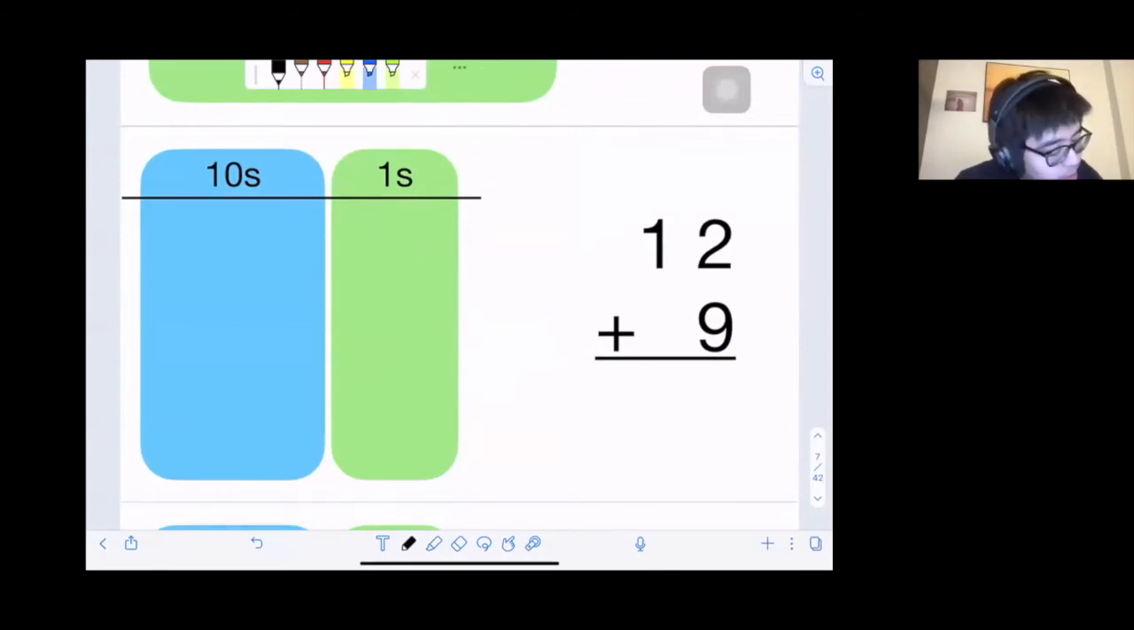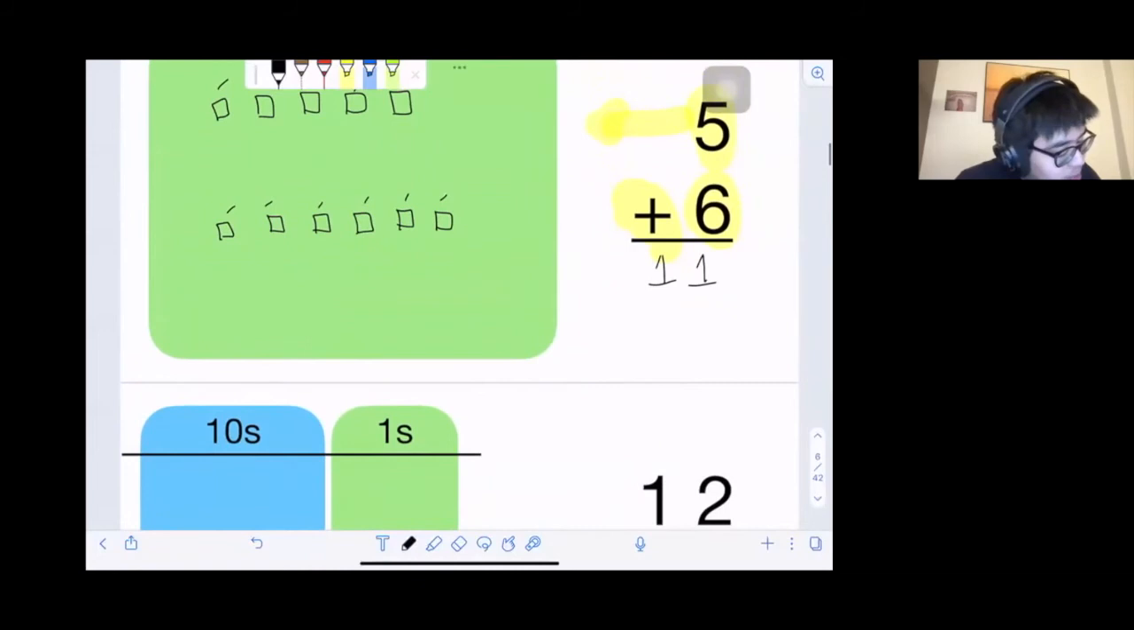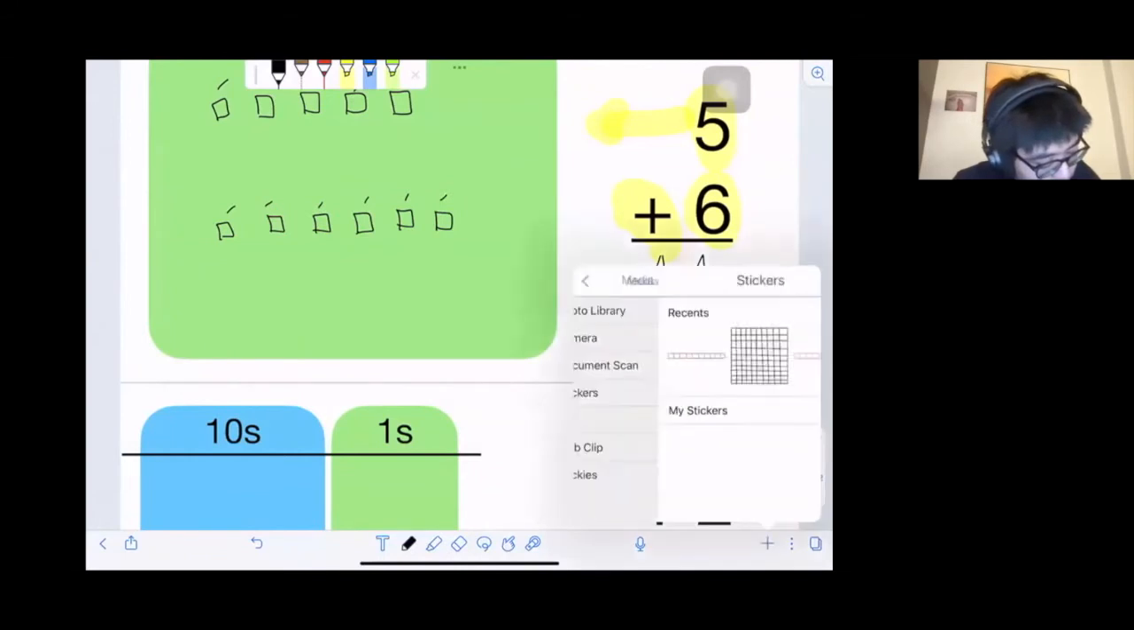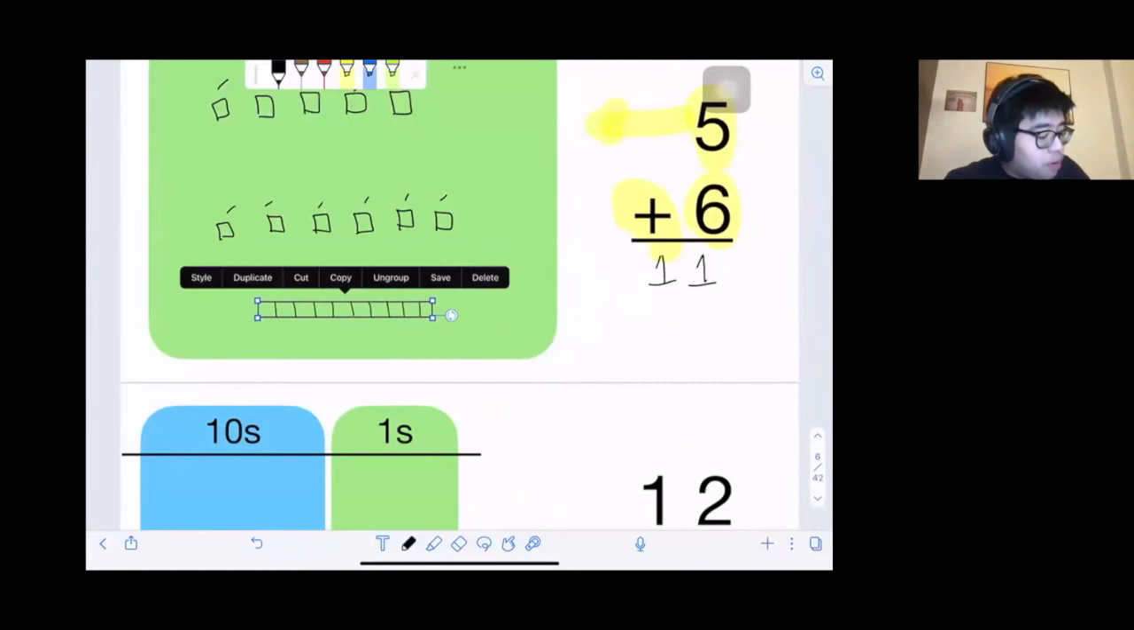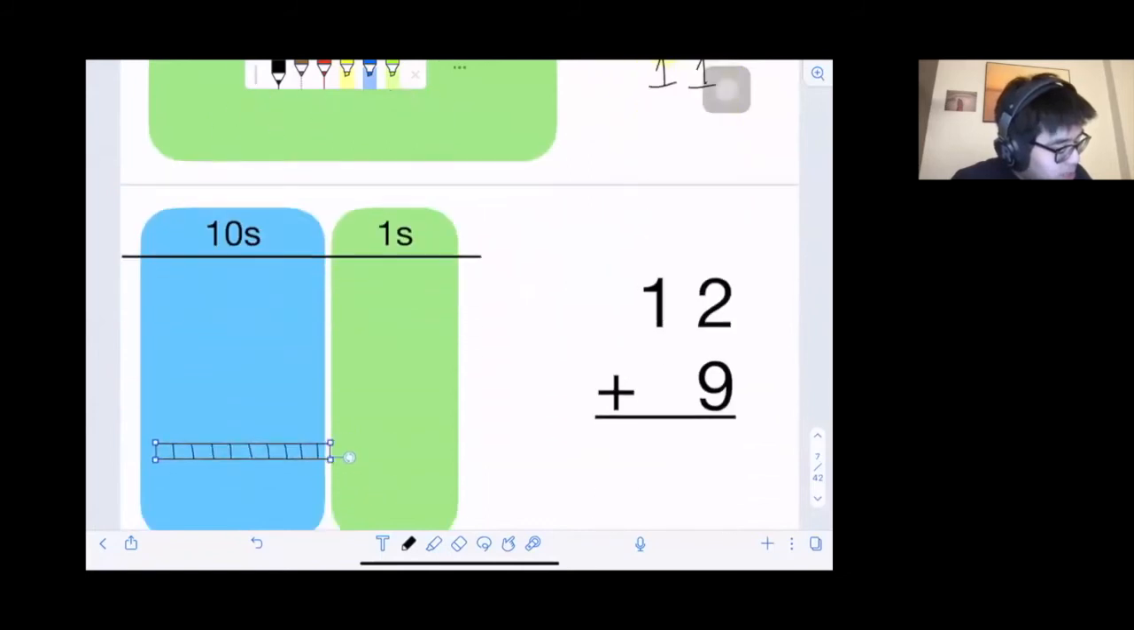Yung ones, di ba sabi natin maliit na box, edi yung tens, i-represent natin bilang isang mahabang box composed of 10 na mas maliit na box. No? So let's do that. Let's try this next problem. 12 plus 9.